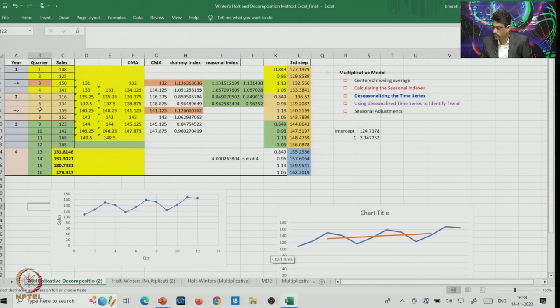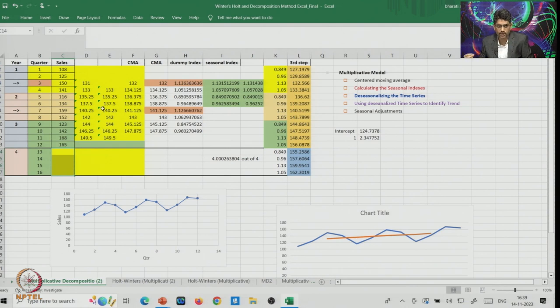So here, quarter wise data have been given. Now look at here, same data. So first step, what is that? Let me delete this forecast value. I will not put the forecast value here now. At the end, we'll get this forecast value. Now first step is the center moving average.